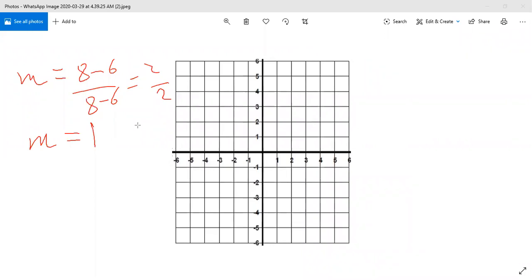So, again, your friend said the gradient of the straight line will be 8 minus 6 over 8 minus 6, which means 2 over 2, which means 1. Do you remember the straight line? The straight line passing through the point (0, 0) intersects the y-axis at the point (0, 0). So the y-intercept C equals what? Equals 0.